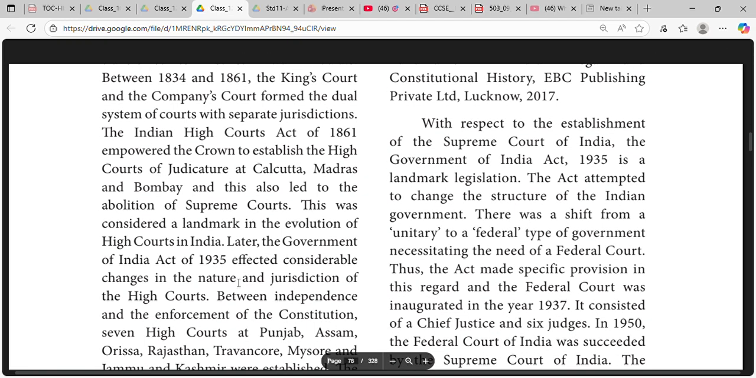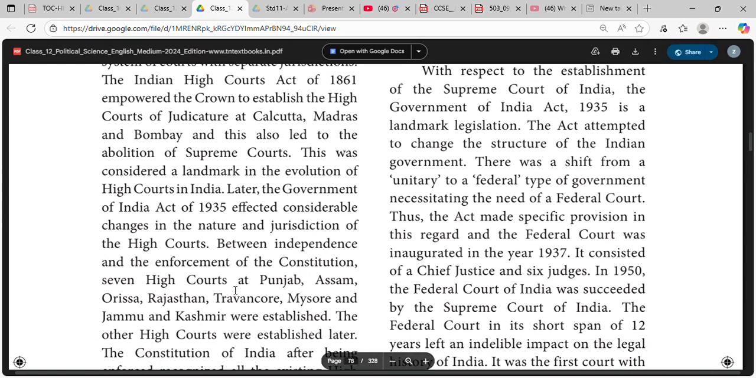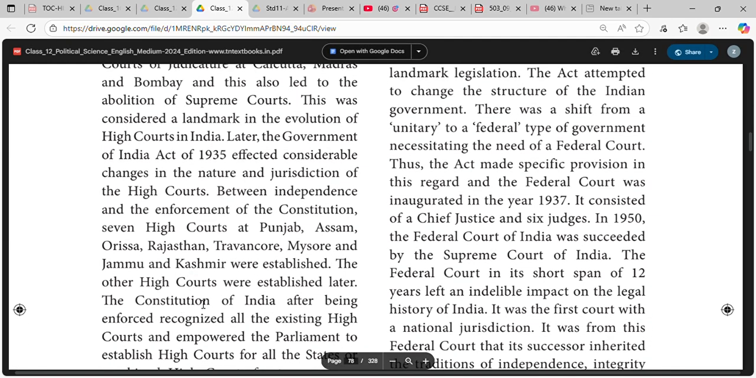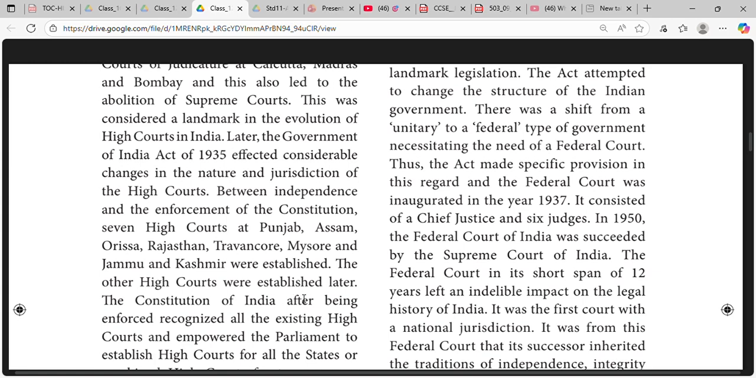Later, the Government of India Act of 1935 effected considerable changes in the nature and jurisdiction of High Courts. Between independence and enforcement of the Constitution, 7 High Courts at Punjab, Assam, Orissa, Rajasthan, Travancore, Mysore, and Jammu and Kashmir were established. The other high courts were established later.